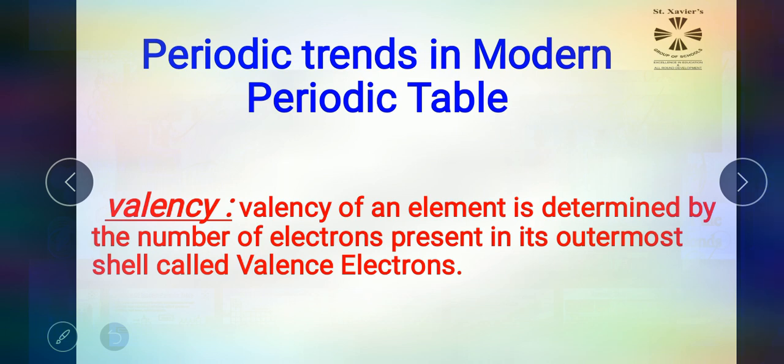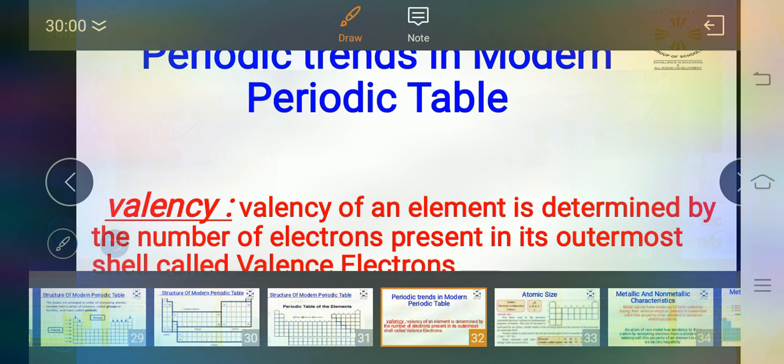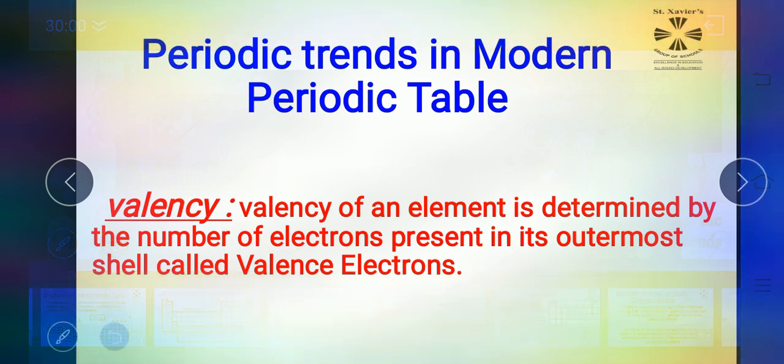When we talk about valency of the elements, valency of an element is determined by the number of electrons present in its outermost shell, called valence electrons. So valency is determined by valence electrons, students. Before we continue, I'll explain what valency is. Students, valency is the number of electrons required to complete the octet. That means to be stable, students.